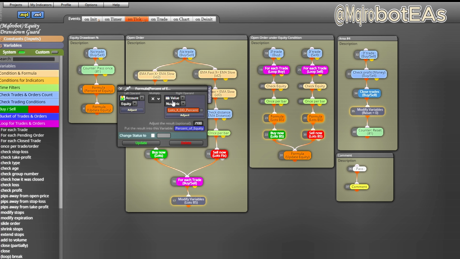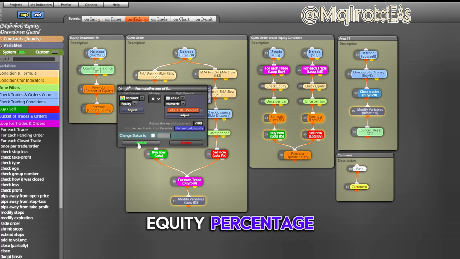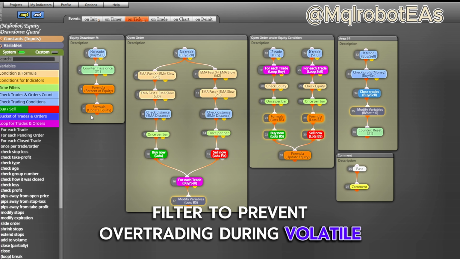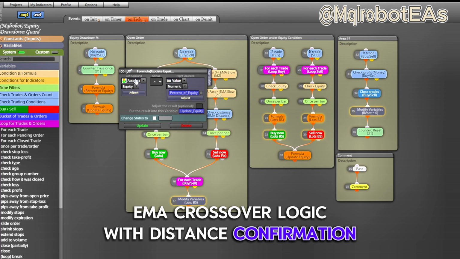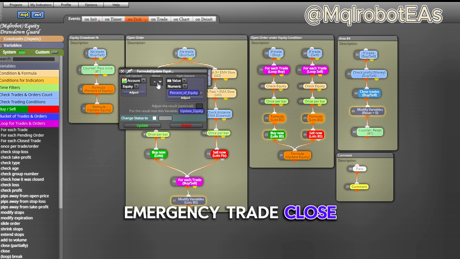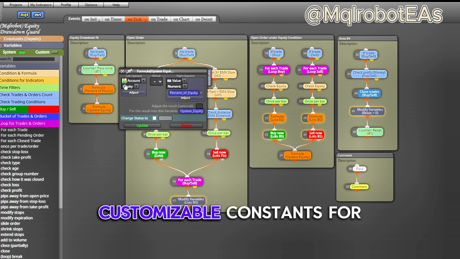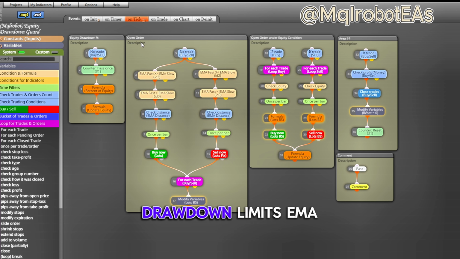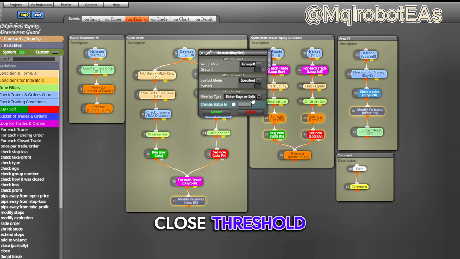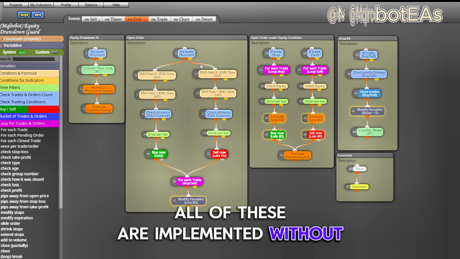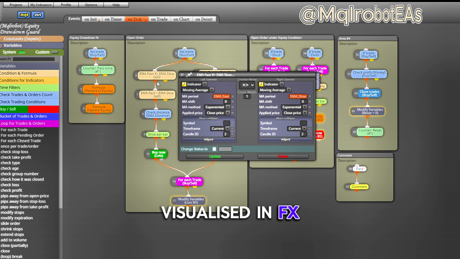Key features: dynamic lot adjustment based on equity drawdown, equity percentage filter to prevent overtrading during volatile periods, EMA crossover logic with distance confirmation, emergency trade close function when loss exceeds a defined monetary value, customizable constants for lot size, drawdown limits, EMA settings, and profit close threshold. All of these are implemented without writing a single line of code, fully visualized in FXdreema.